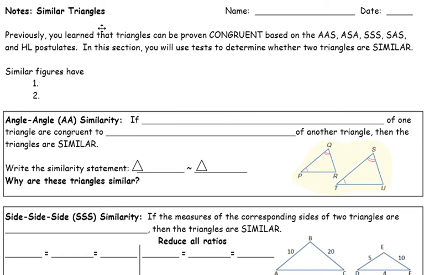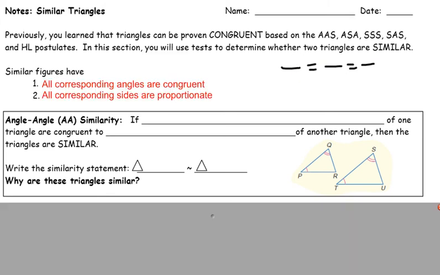Similar triangles are going to be different than congruent triangles in that they are similar, meaning they have all corresponding angles congruent, and all of their corresponding sides are proportionate. That means that you can set up ratios of their side lengths and they are equal. The ratios are equal to each other.